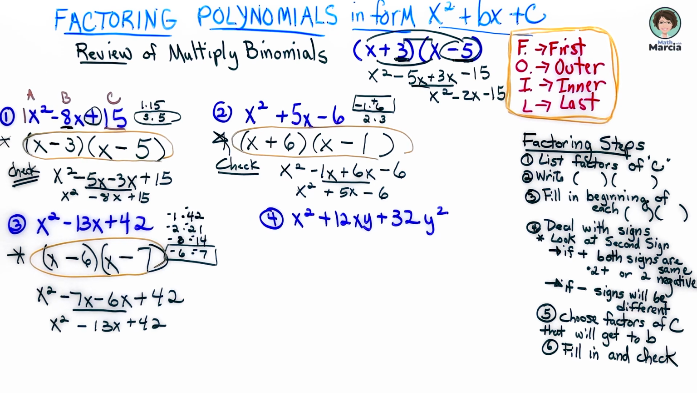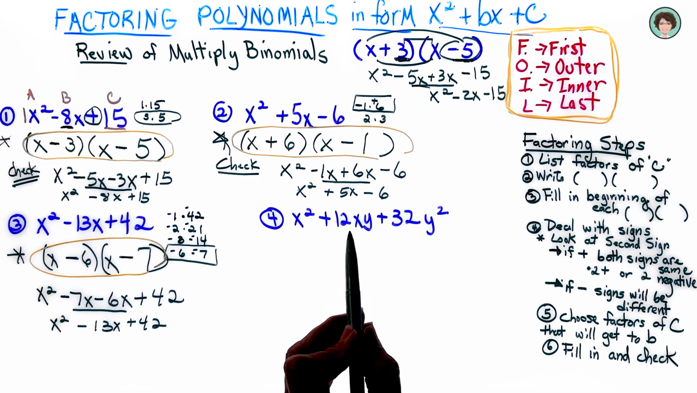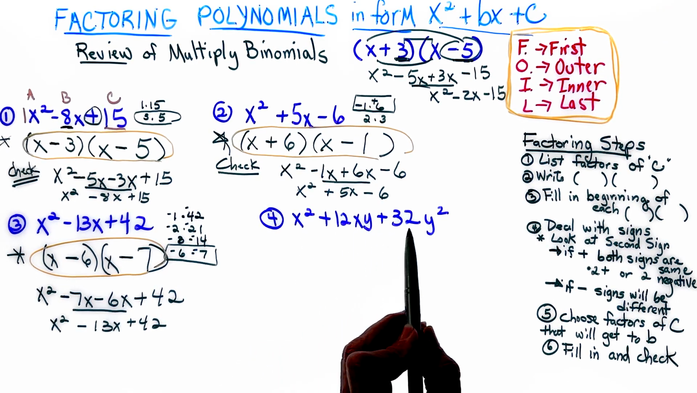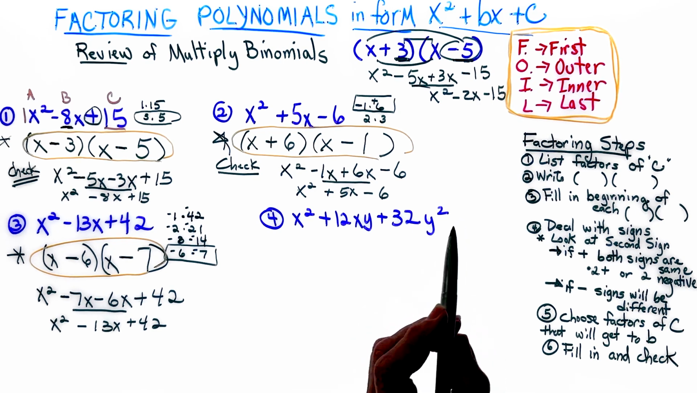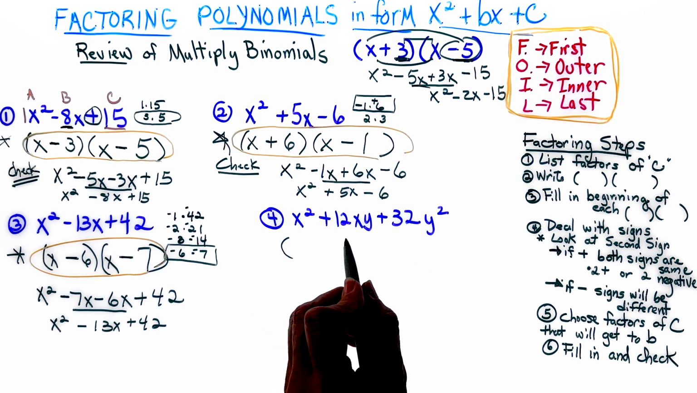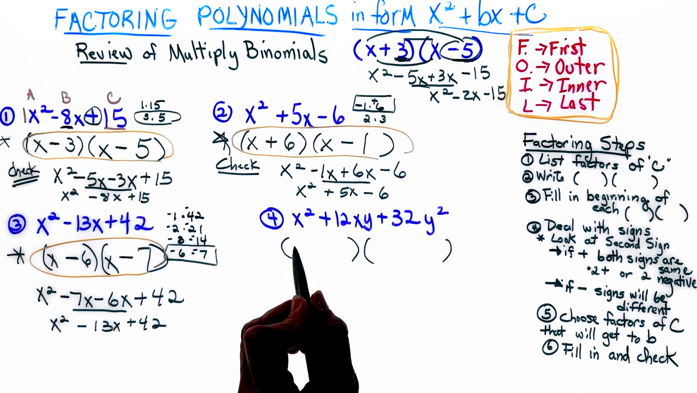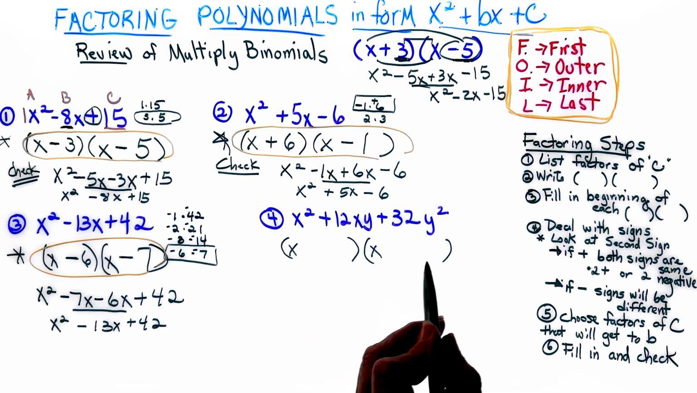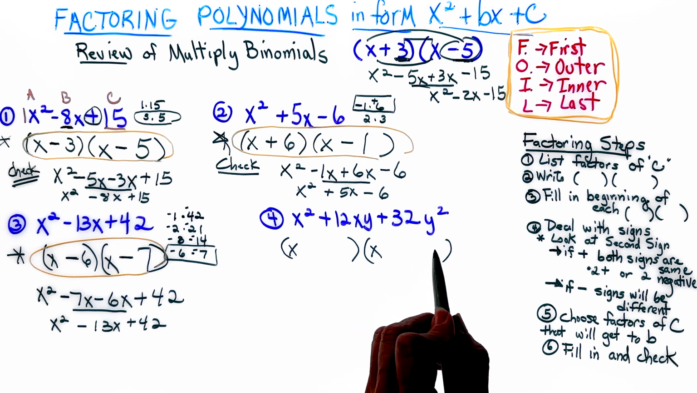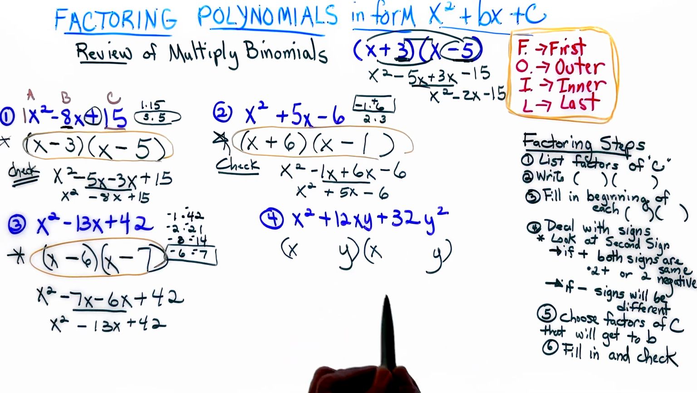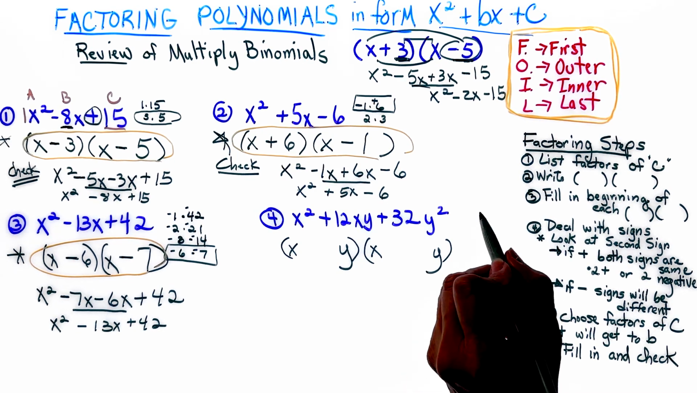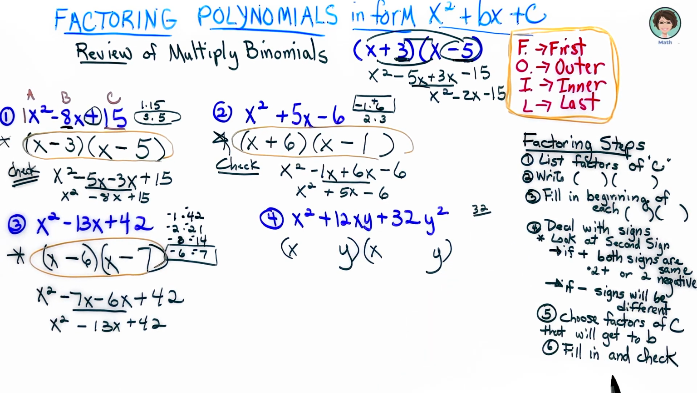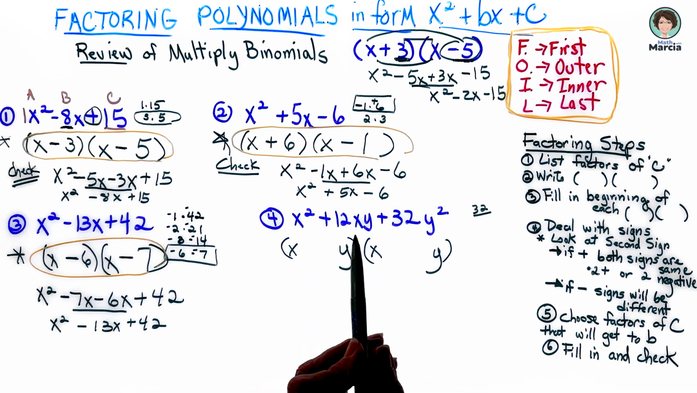Now, number 4 has something a little bit different. We notice it's x squared plus 12xy plus 32y squared. So when I set this up, I am going to have x's here to start with, but I'll have numbers, but I have to have a y here at the end also. So that one is just a little bit different of what we had done. So let's start with the factors of 32.